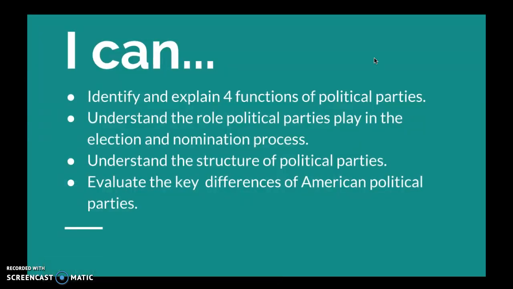By the end of this video, you'll be able to identify and explain 4 functions of political parties. You'll be able to understand the role political parties play in the election and nomination process. You'll understand the structure of political parties, and you'll evaluate the key differences of American political parties.